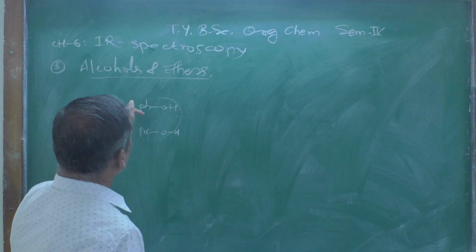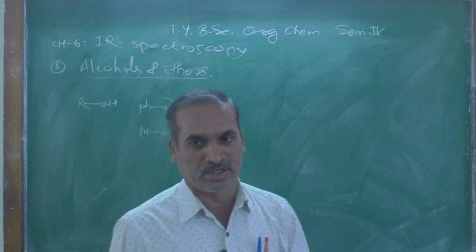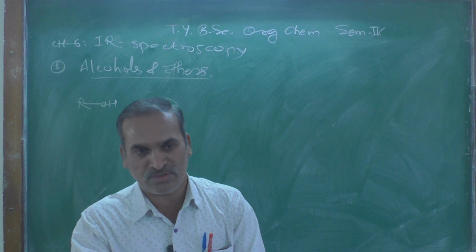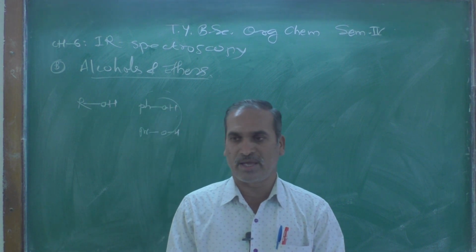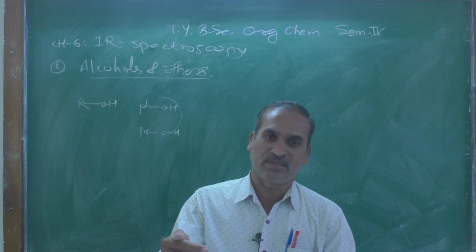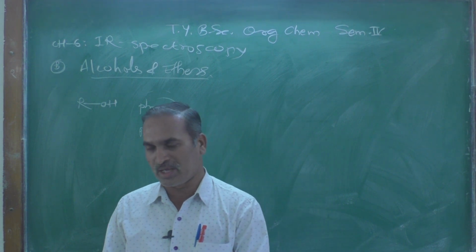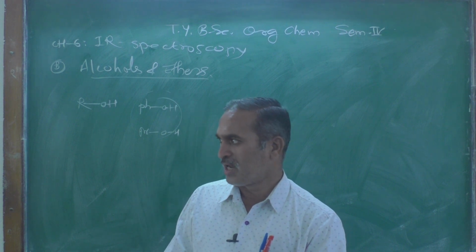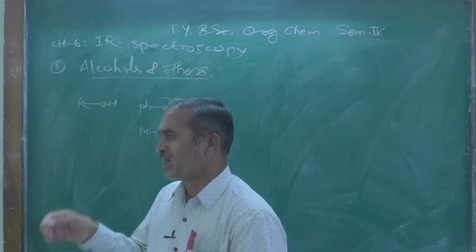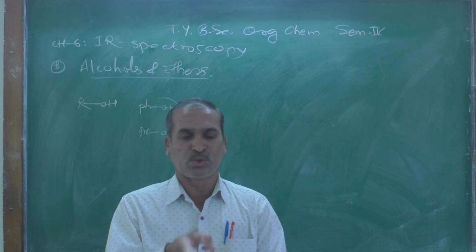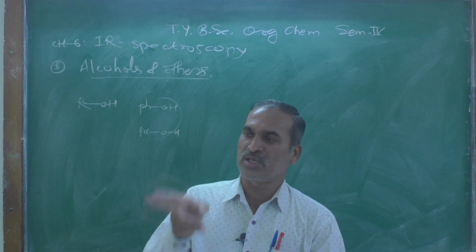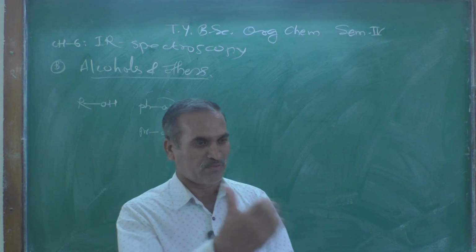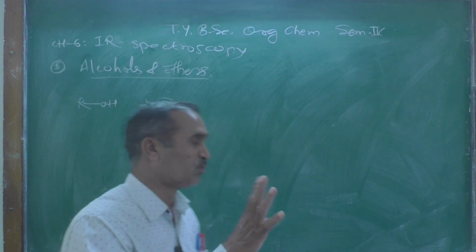So here phenol, after dissociation, produces the H plus ion, which means it shows acidic properties. And whenever there is a formation of the conjugate base, and that conjugate base is well stabilized due to resonance, due to this reason phenols are acidic in nature, whereas alcohols are neutral in nature.